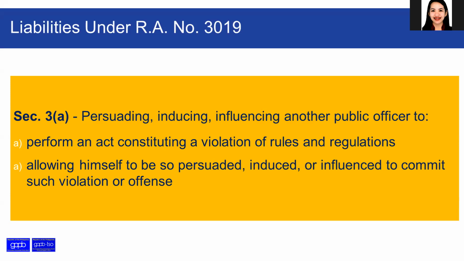So liabilities under RA 3019, marami siya but mostly it's enumerated in section 3. So, ito yung nakaka-difference, ito yung different with the RA 9184. Kasi RA 3019 will find you liable if you persuade, induce, or influence another public officer to perform an act constituting a violation of rules and regulations, and at the same time, if you allow yourself to be persuaded, induced, or influenced to commit such violation or offense.